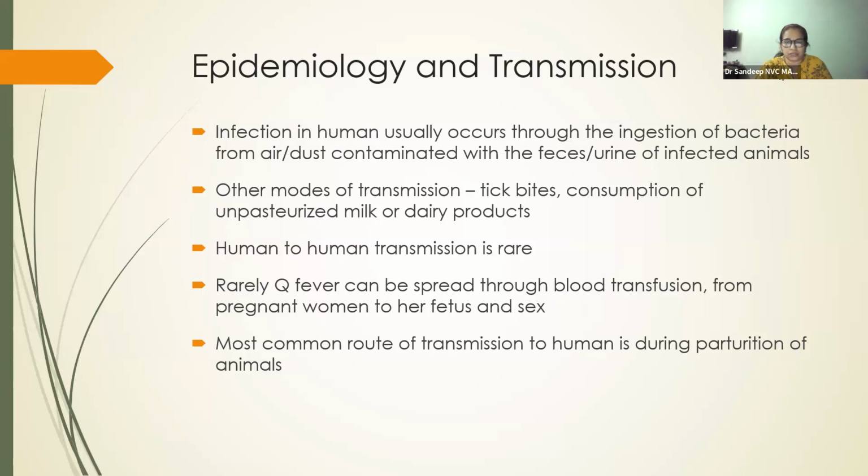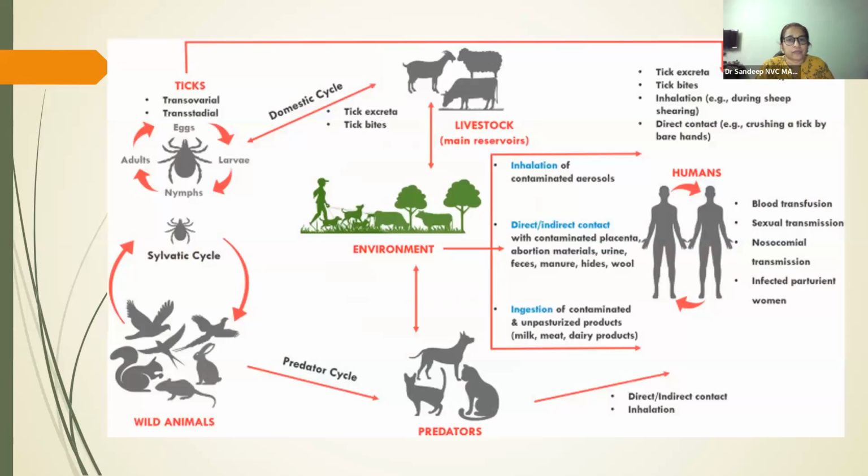Human-to-human transmission is not reported; as far as the readings we have, there is no human-to-human transmission. Rarely, Q fever can be spread through blood transmission, or from a pregnant woman to her fetus, and sexually. The most common route of transmission to humans is during parturition of the animals, affecting the workers who are working there and other people nearby.